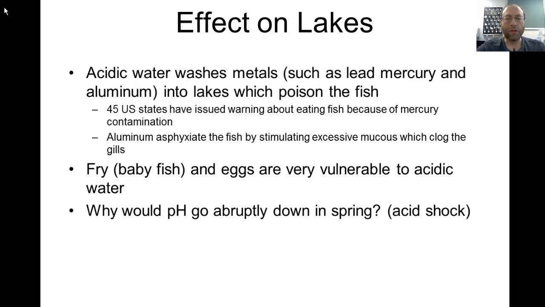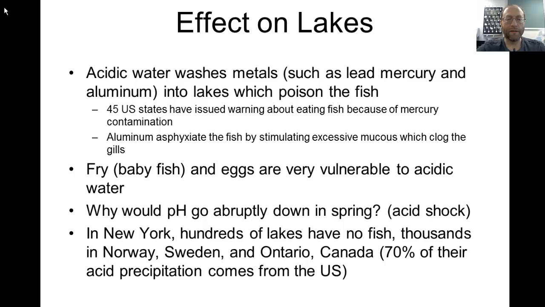Now, why would pH go abruptly down in the spring, which is called acid shock? The reason why that happens is because during the winter, there's a lot of snow in the mountains. During the spring, all that acidic snow melting then gets dumped into the lakes and brings down the pH. The effects of this is that in New York, hundreds of lakes have no fish. There are thousands in Norway, thousands in Sweden, and thousands in Ontario, Canada.